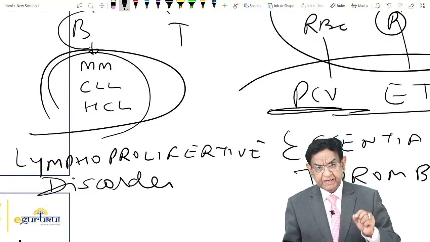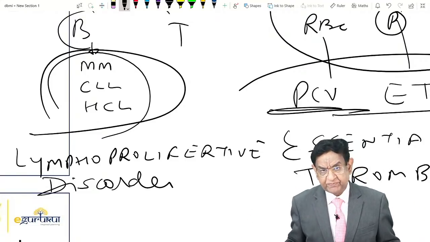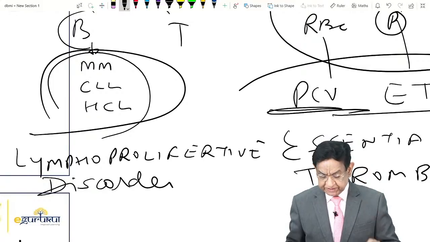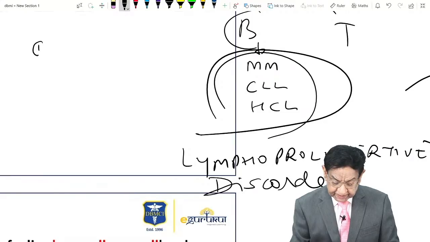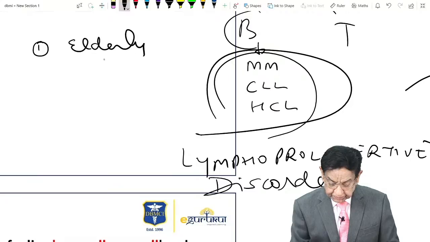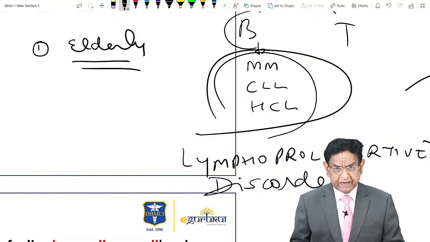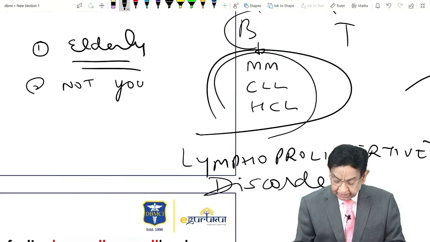But again, what is common in this? Of course, there are all different types of pathology, but there is something common. There are two things common in these. Number one, all of them occur in elderly persons, above 50, 60, 70 years. So definitely the clinical applied point is that it is not a disease of young people or the pediatric age group.